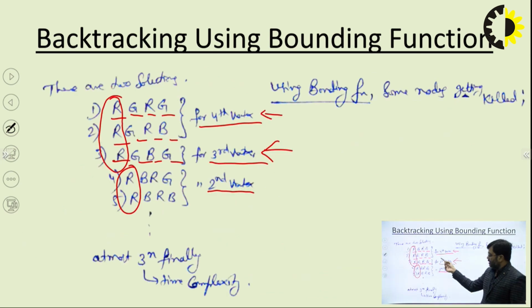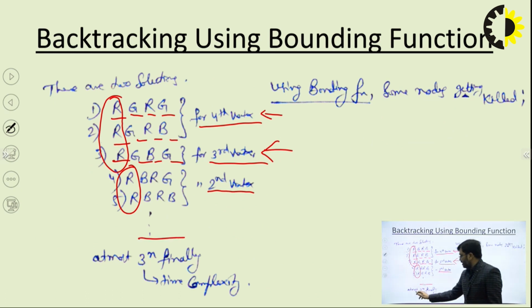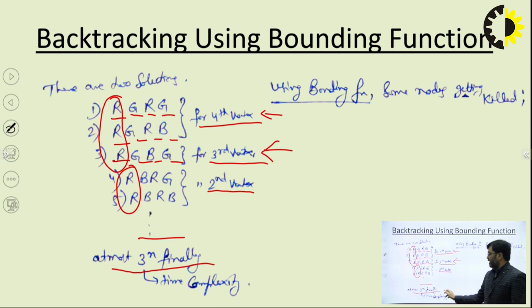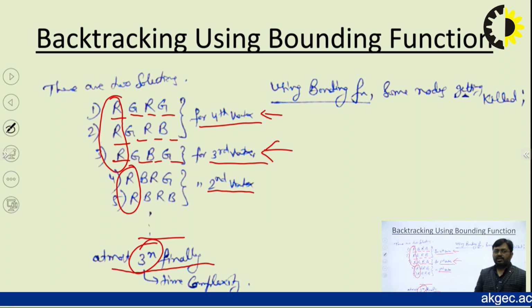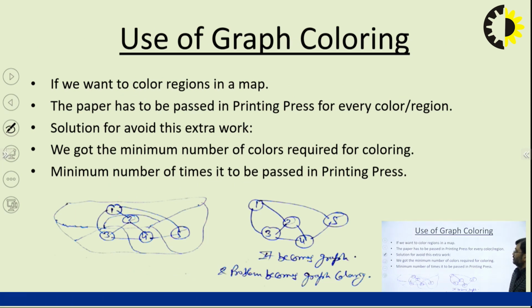Then how many paths can we have? We can have at most 3 raised to power n paths in the end. It means 3 raised to power n is the time complexity for this type of problem. So using bounding functions, some nodes get killed and others are valid.